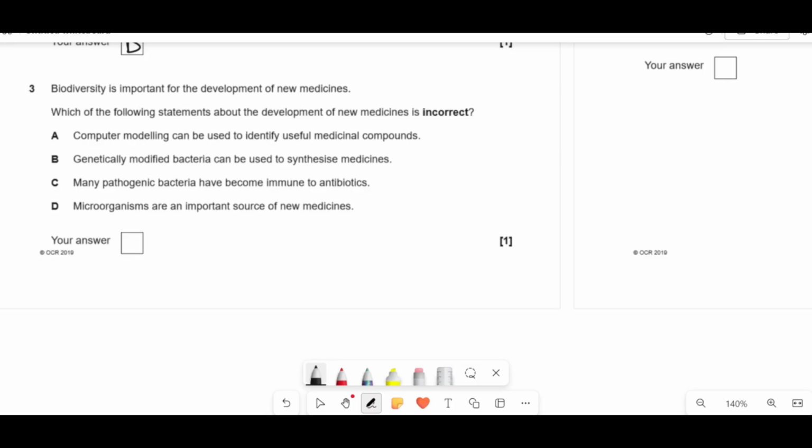Biodiversity is important for the new development of medicines. Which of the following statements about the development of new medicines is incorrect? Computer modeling can be used to identify useful medicinal compounds. That is true, so that one's already out. Genetically modified bacteria can synthesize medicines. We use bacteria to make insulin, so that one's out.